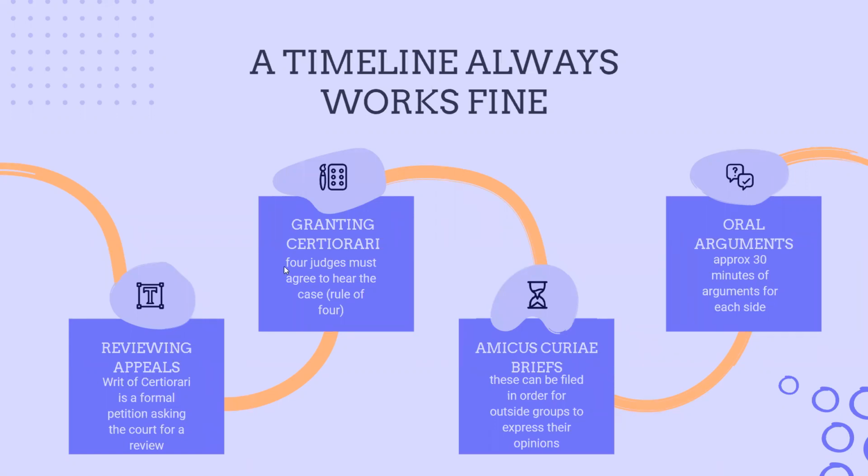So 4 of the judges must agree to hear the case, which is the rule of 4. And in total, there's normally 9 judges. So the rule of 4 guarantees that you don't need a majority, because if there's a lot of conservative judges and only 4 liberal judges, a lot of cases may not be heard if you needed a majority. So only 4 is needed.